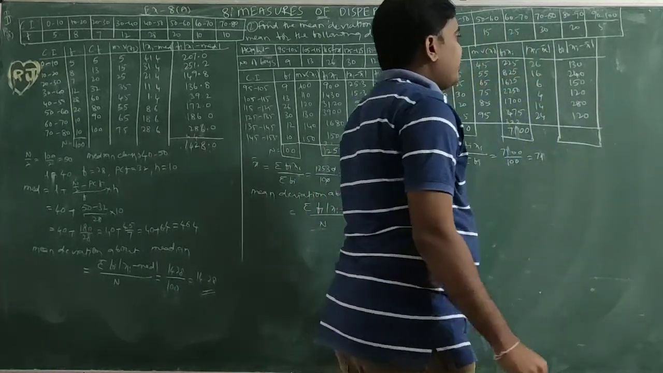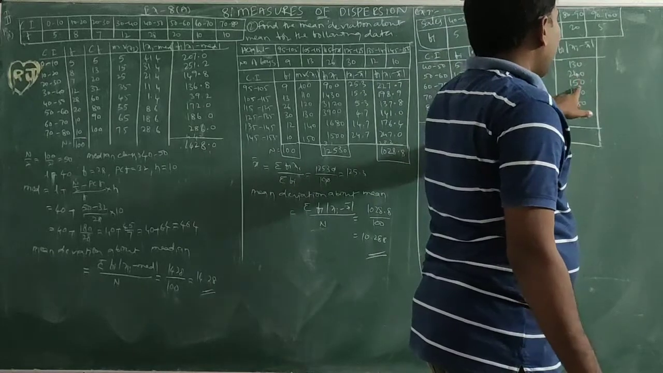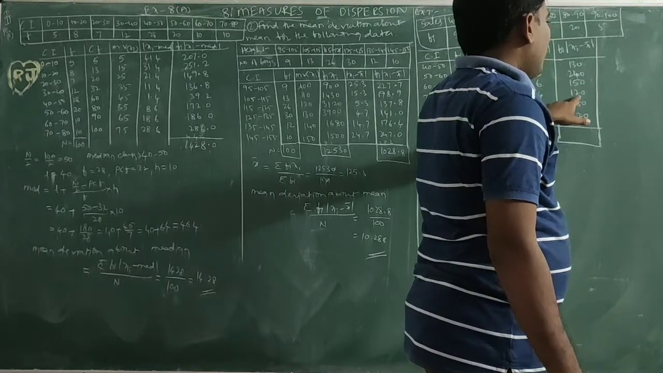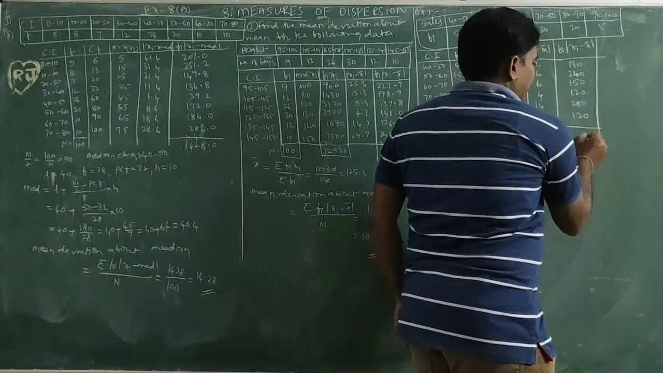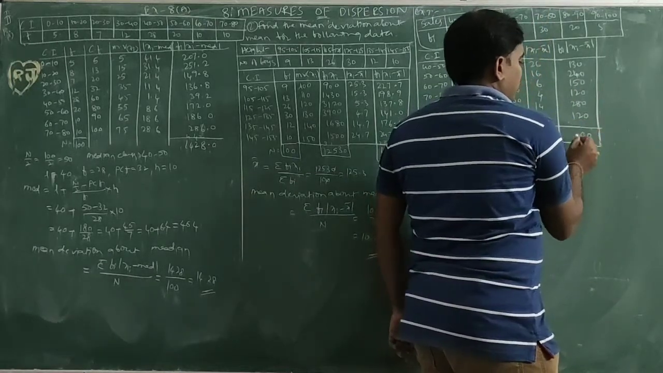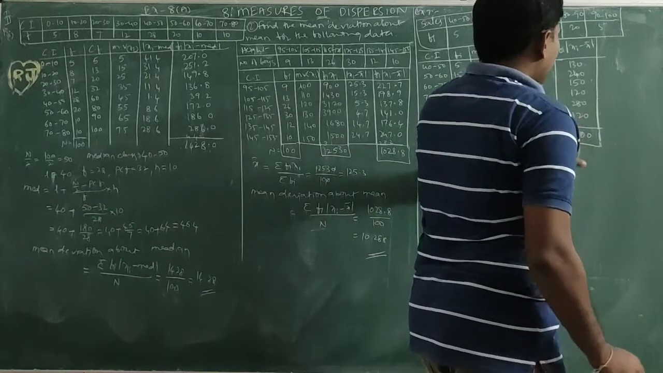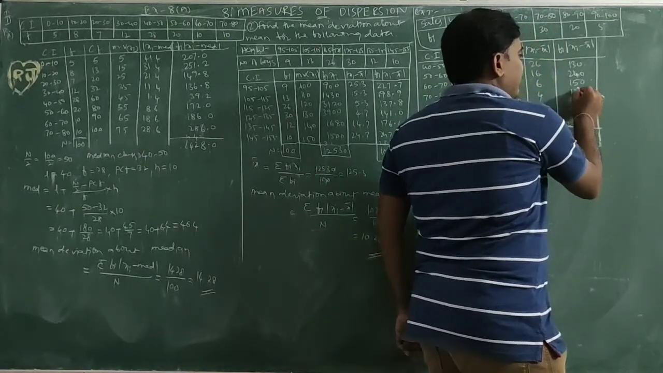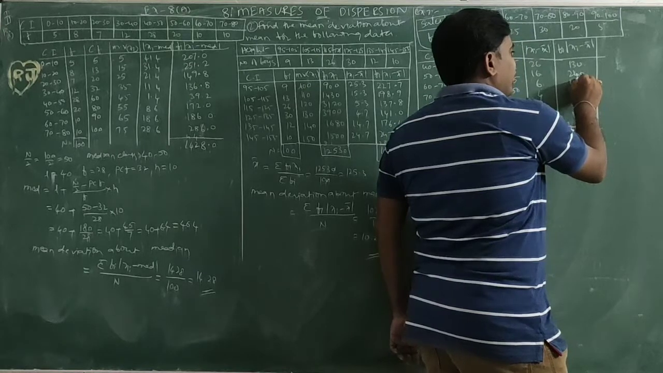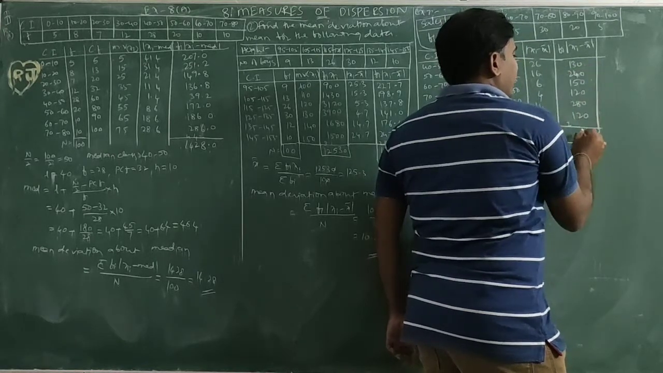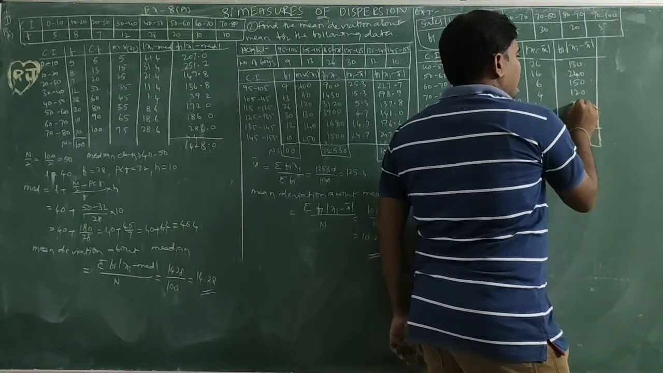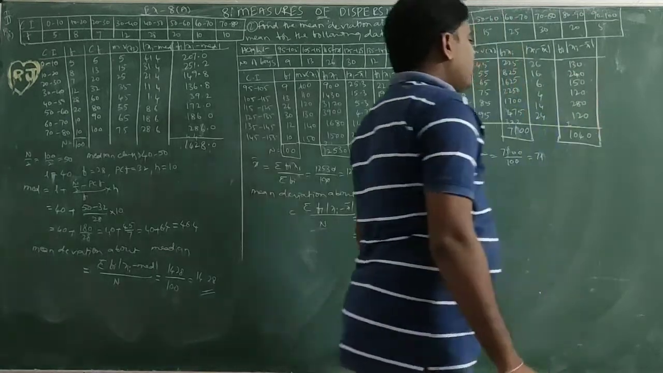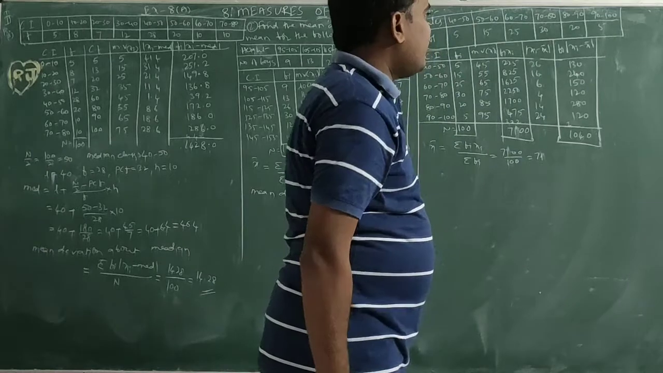So now I want to take the sum. Adding all these up, the total is 1040. So this is the sum.